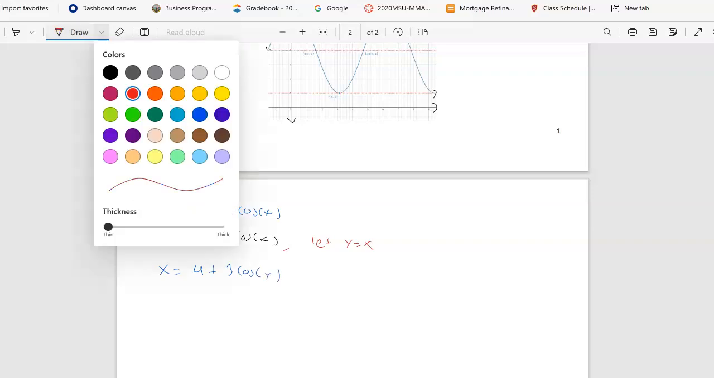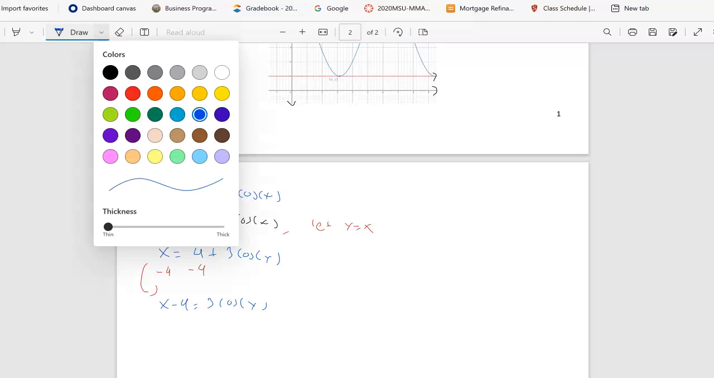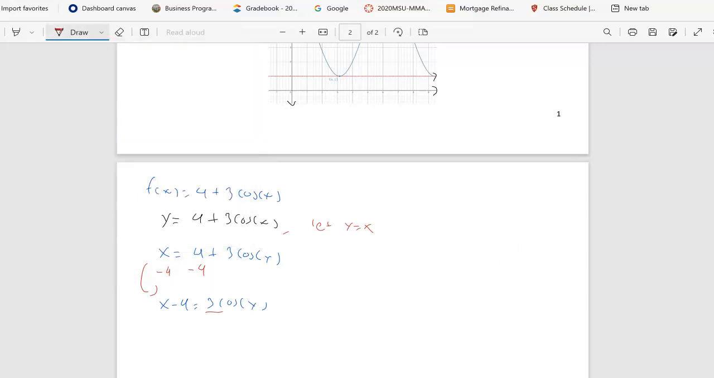And then we're going to solve for the actual y value. So minus 4 minus 4, which is giving us x minus 4 is equal to 3 cosine of y. And then we're going to be dividing by the values of 3. So our function is now going to be x minus 4 divided by 3. This is equal to cosine of y.